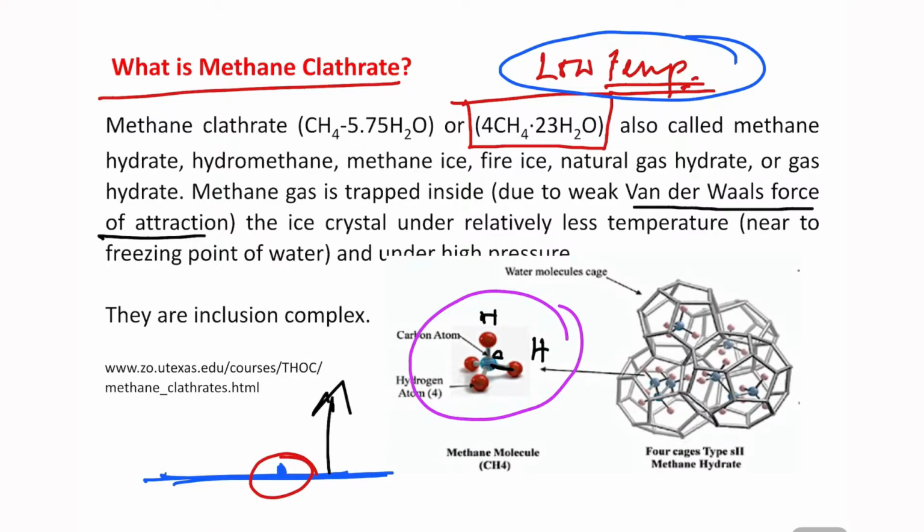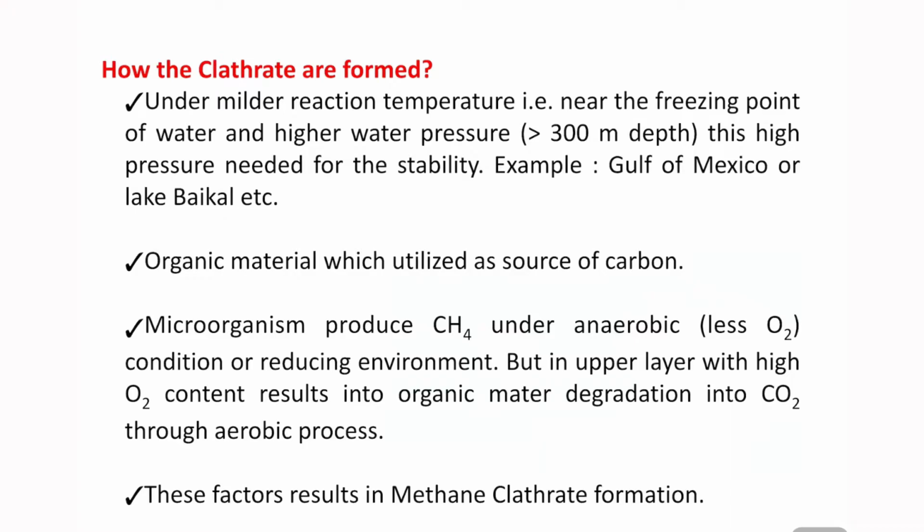Now you can see clearly, this is a cage produced by ice, and inside this cage there is this methane molecule. So you may consider this methane is trapped helplessly. Now the question, how is this formed? Since methane is a hydrophobic molecule, means it has a phobia for water, then how and why is it inside the ice? Because of the preparation conditions. Just some time before I told that a temperature near the freezing point of water is needed, and high water pressure.